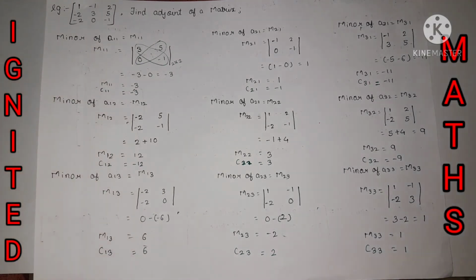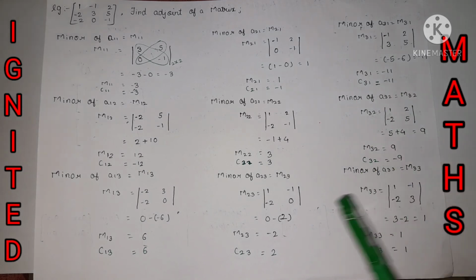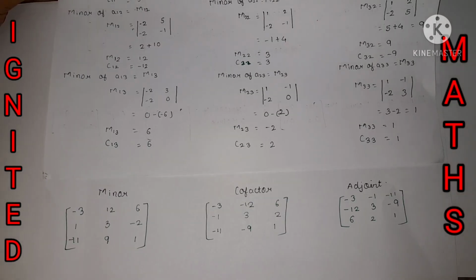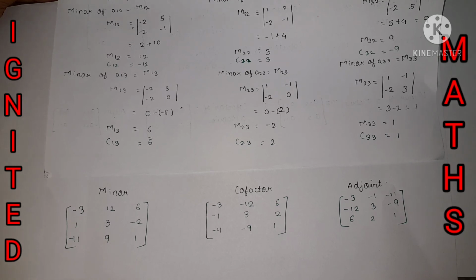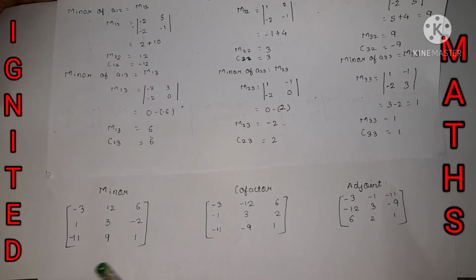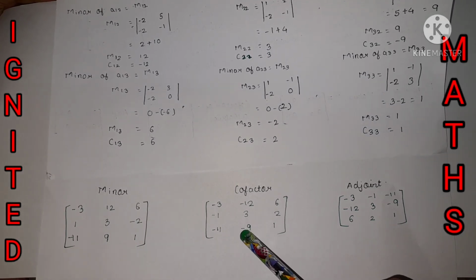Now we have come across 6 elements, so 3 more elements are left. The same procedure is repeated here also: the minor of the A31 element, A32 element, and A33 element. Now we have found the minor and cofactor elements. The main thing we need to do is represent in matrix form each and every minor and cofactor element. So the minor elements we have represented here, and the cofactor elements we have represented here.